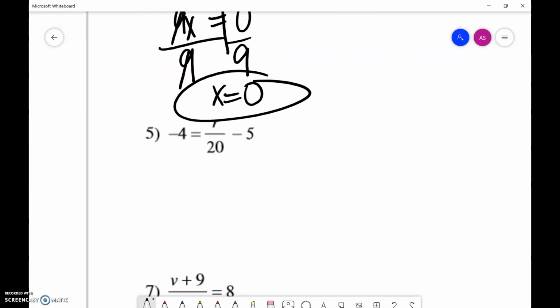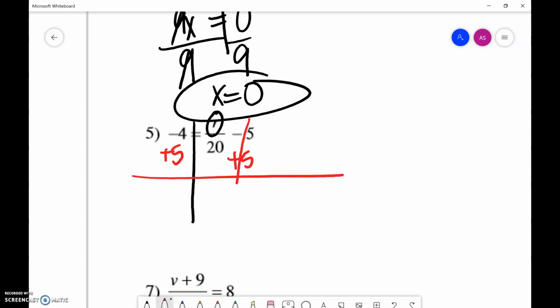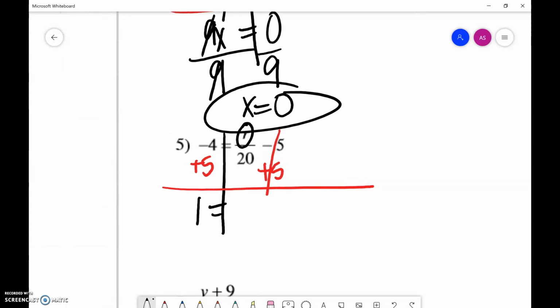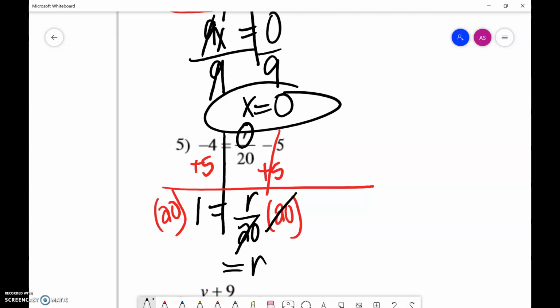All right. So let's go ahead and split out number 5. We want to solve for r this time. So my first step, I'm going to add 5 to both sides. So that cancels out. Now I have -4 plus 5, which gives me 1. I'm going to bring down my r divided by 20. Since I have division, that means I want to multiply both sides by 20. That's going to cancel out. So I'm left with r. And then I do 20 times 1. That will give me 20.